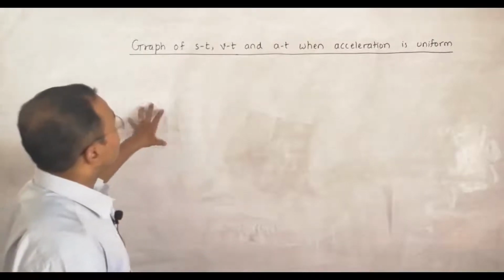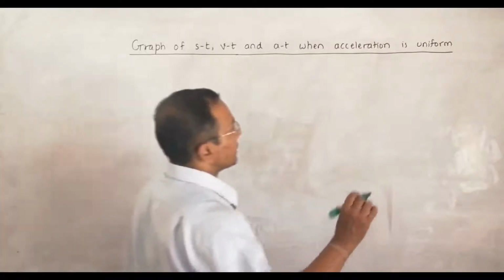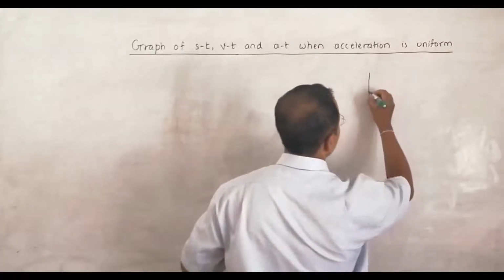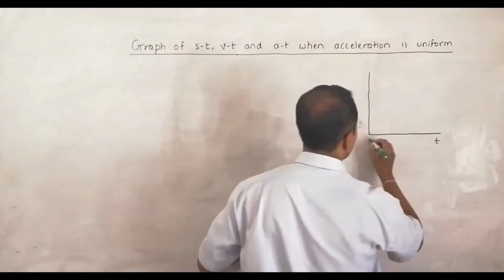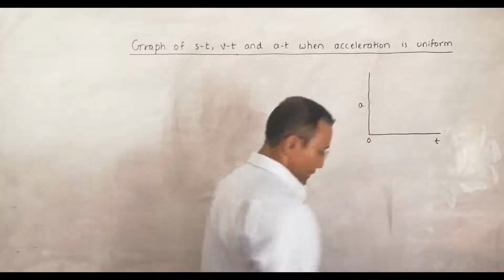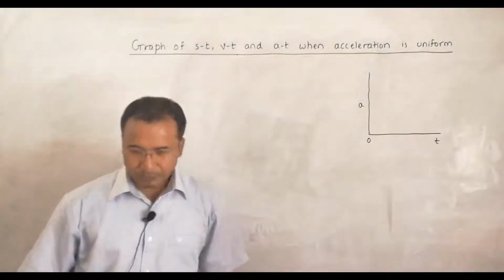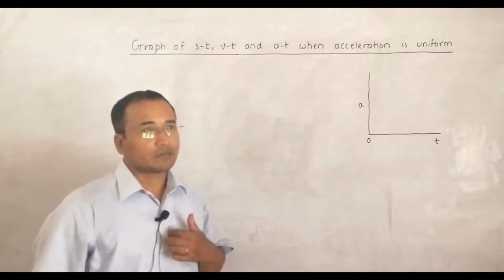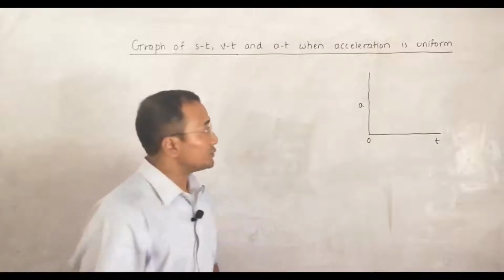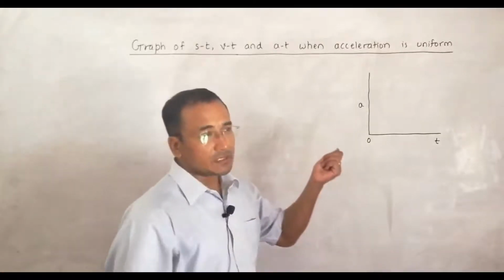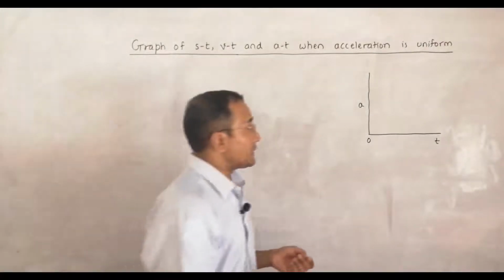So we have to draw a graph of ST, VT, and AT. Let me draw the AT graph first, because I always like to draw that one, which is the easiest. So this is time, this is O, and this is A. The assumption is uniform acceleration. Most equations of kinematics, the SUVAT equations also, deal with the situation in which A is constant. So let us say the value of A is simply g, 9.81, or let us say 10.